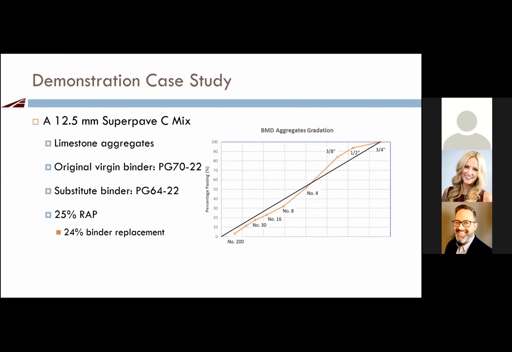The next step, we're going to quickly demonstrate this process. Again, this is a half-inch Superpave mix with limestone aggregate. The original virgin binder is PG 70-22, but since we use RAP, we substitute the virgin binder with PG 64-22. So the mix actually uses PG 64-22 with 25% RAP. And this is the gradation here.